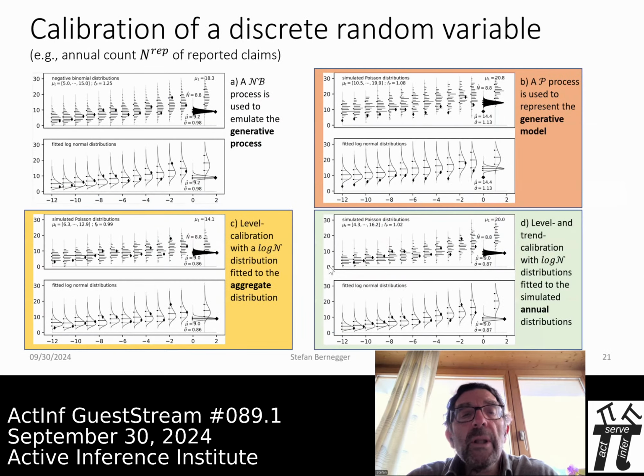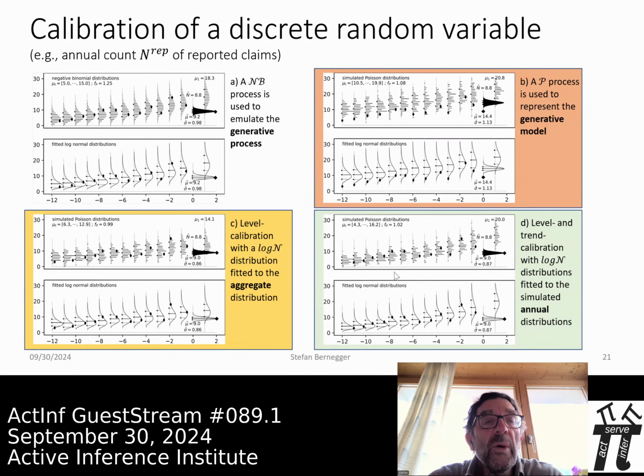Now here I have another approach where I show you in a little more detail what's actually happening. Here I have again a negative binomial distribution for the generative process. Here I've shown the probability mass function, so the probabilities for each outcome. And what you see in the second part is a log normal fit to this distribution. I could do the analysis with the discrete distribution, which is possible, but it could be computationally a little bit more challenging, but it's doable.